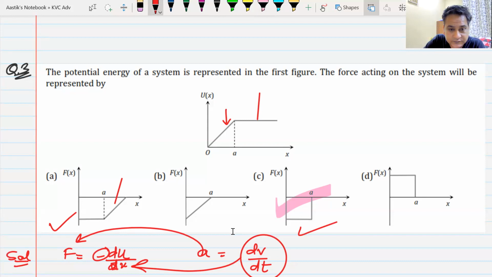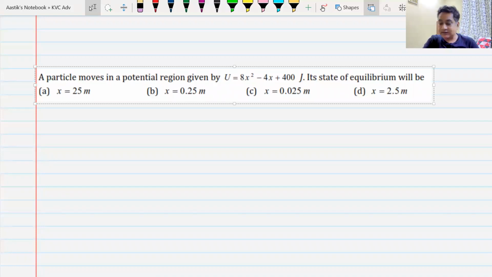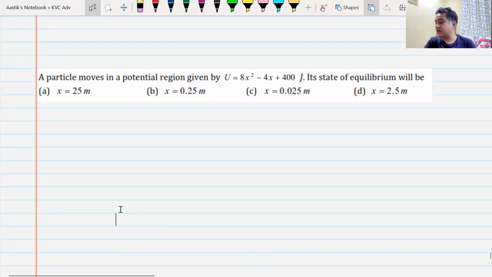I'm going to do all types of problems that are possible here because I just feel that this type of question is going to come this year. This is my strong feeling, and here comes the next one. Any question of this nature, you should be able to crack it. Question number 5, I've forgotten the number. A particle moves in a potential region given by the expression. The state of equilibrium will be what? It's a straightforward question with a straightforward answer. Please give me the answer. You have 2 minutes to do this.